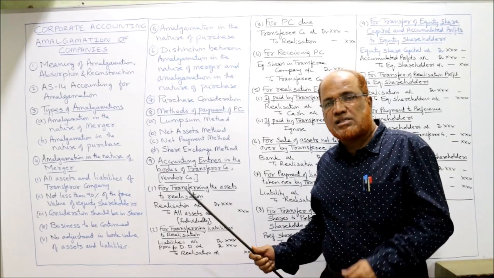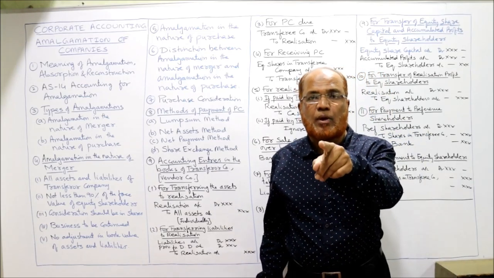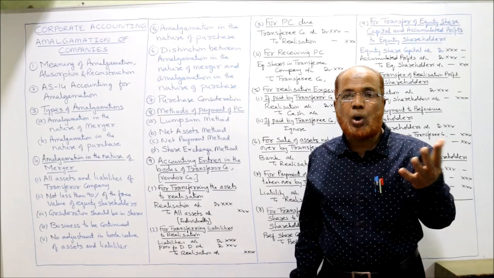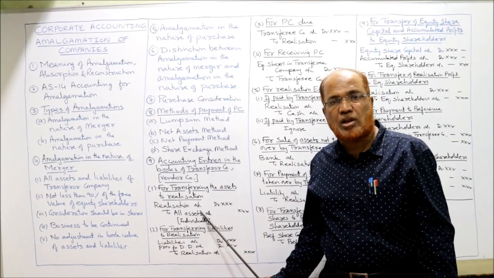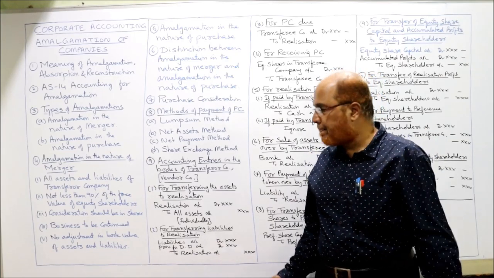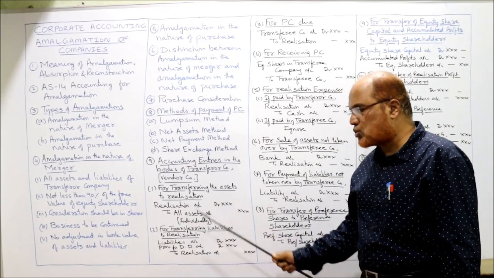If you ignore these journal entries, definitely every problem will be difficult for you. All the problems are based on these journal entries. Now explaining in detail. The first, for transferring the assets to realization.